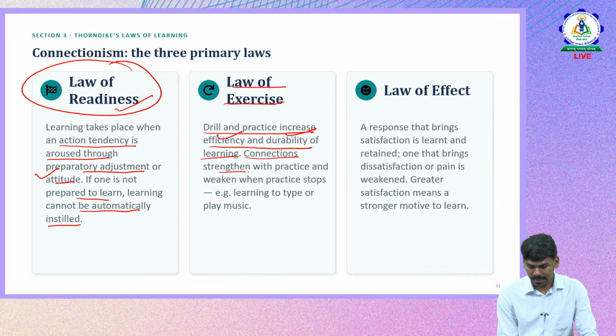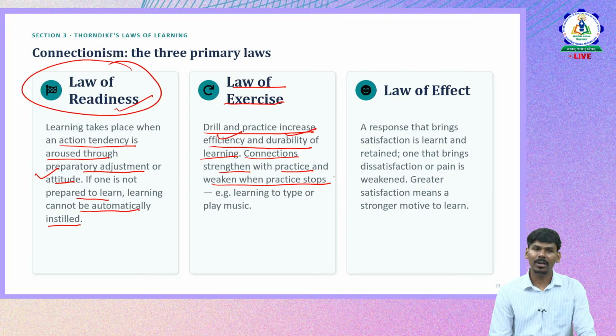Connections strengthen with practice and weaken when practice stops. What Thorndike's law of exercise states is that these connections are nothing but the connections that are made in the brain. When a lot of practice is done, this connection strengthens, and weakens when practice stops. For example, learning to type or play music. When you are regularly at a task, slowly you become efficient, slowly you become durable in doing that particular task. But as soon as the practice goes off, then it will be difficult.